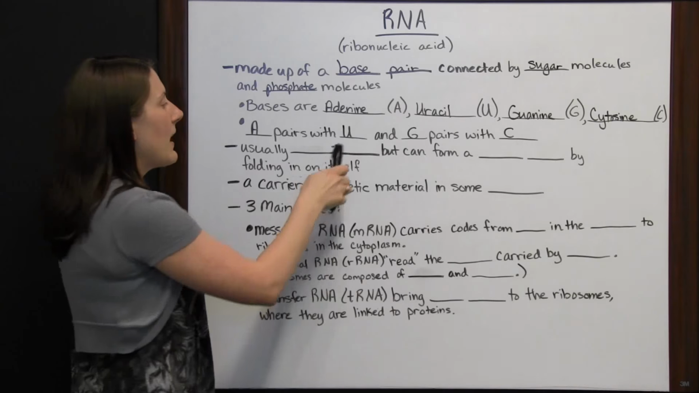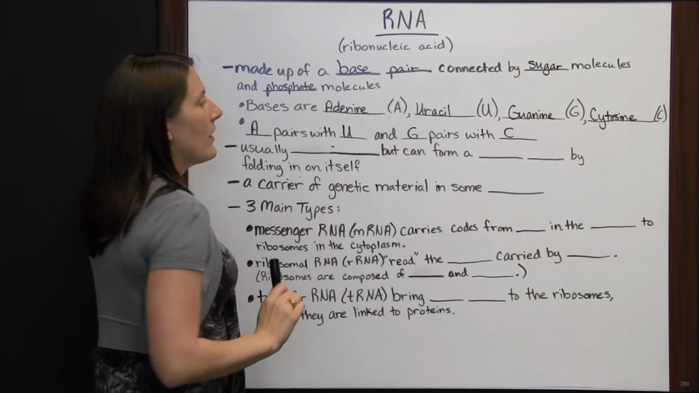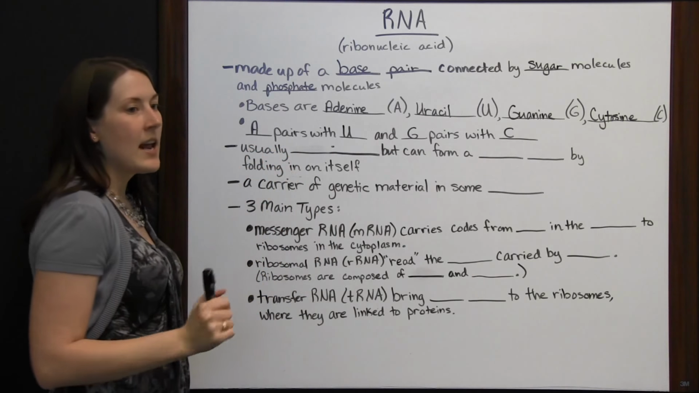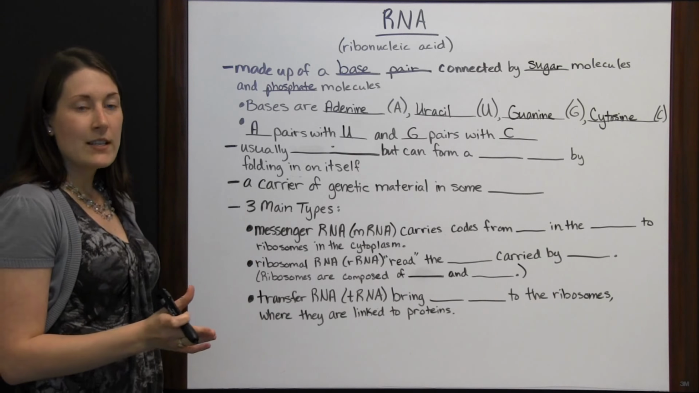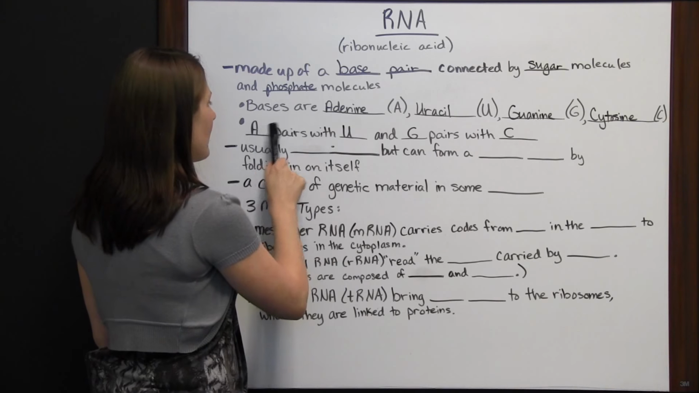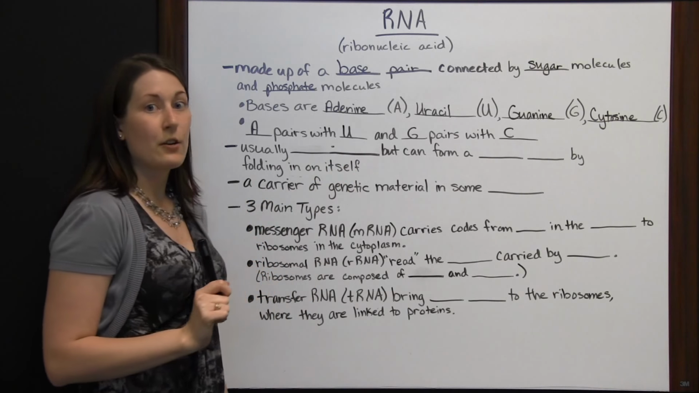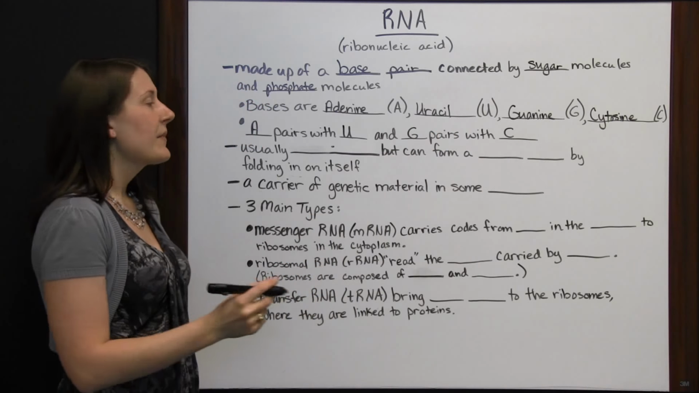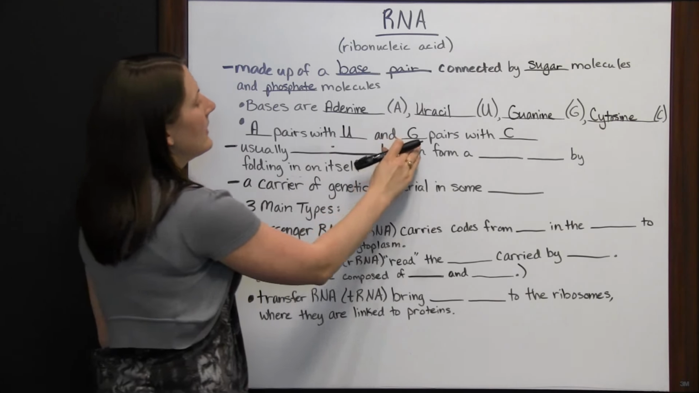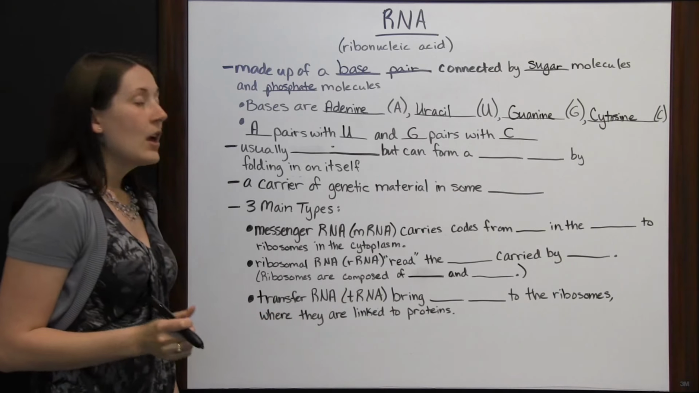Now, in DNA, you have thymine as your other base, the base that pairs with adenine. But in RNA, you've got a different base. So you can think of it as your two abbreviations that are vowels pair together, and your two curved abbreviations pair together. So adenine with uracil and guanine with cytosine.